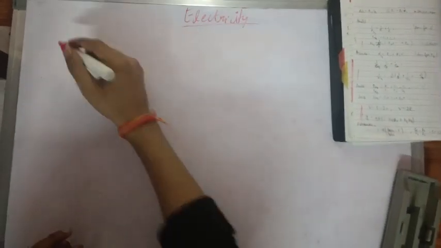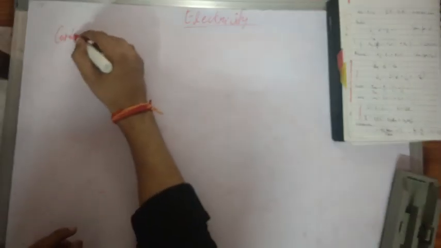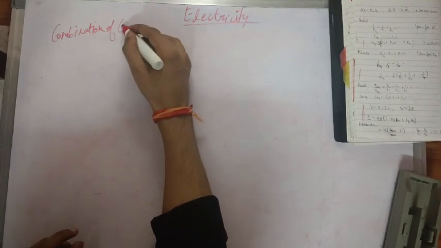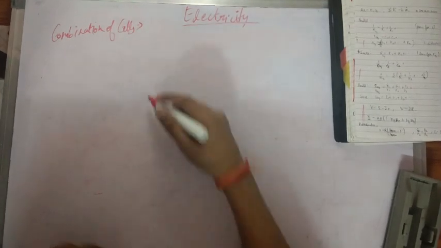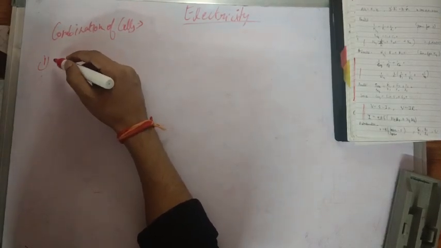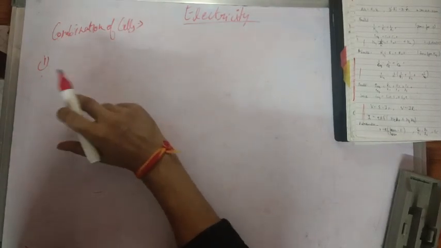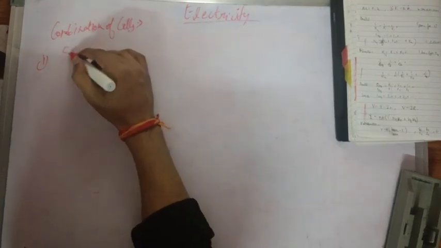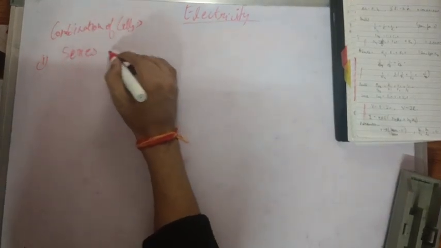Now the next topic is combination of cells. Combination of cells can be of three ways. One is series, one is parallel, and the third can be mixed. So we have, let's say, first the series combination.